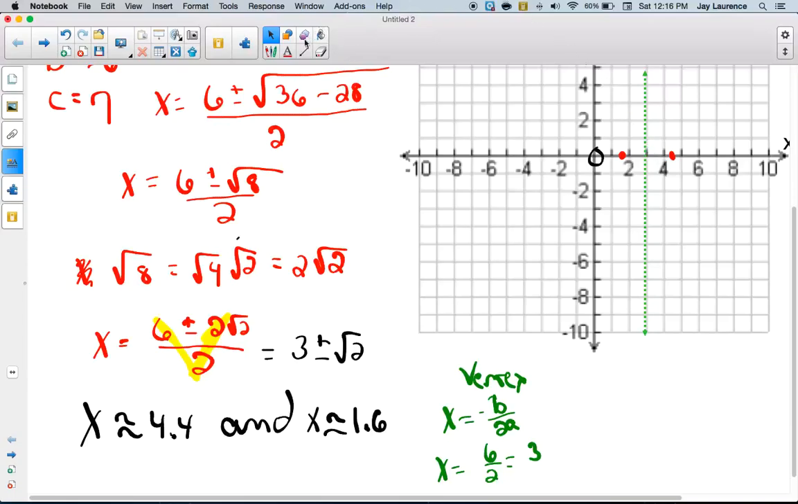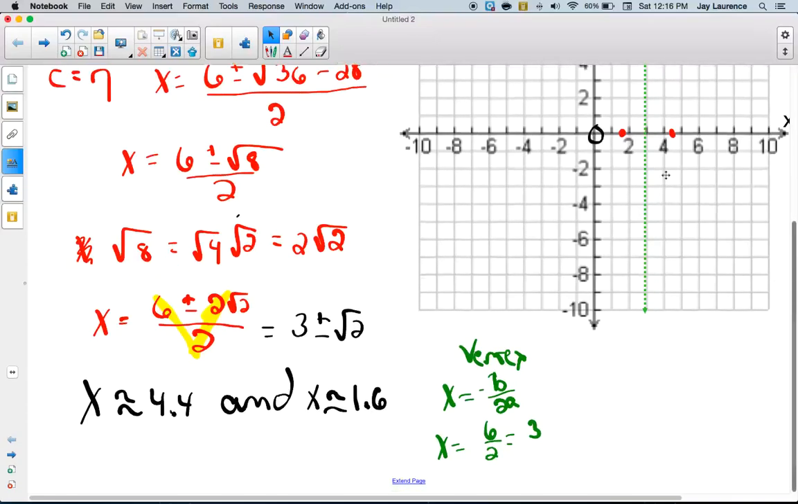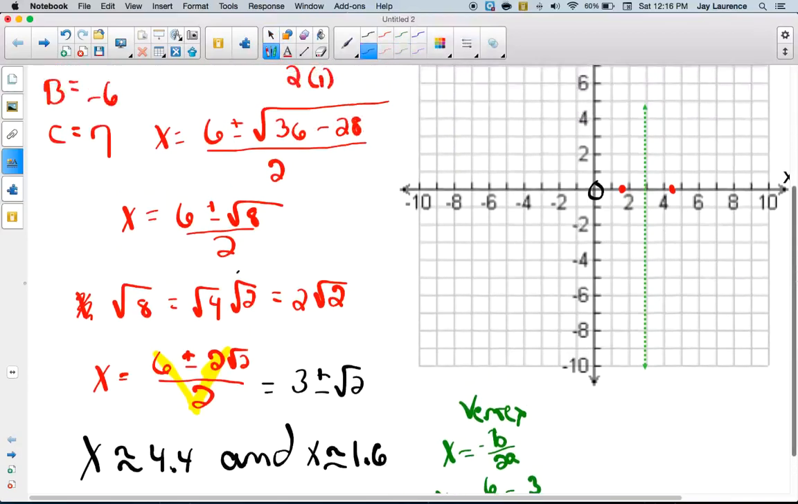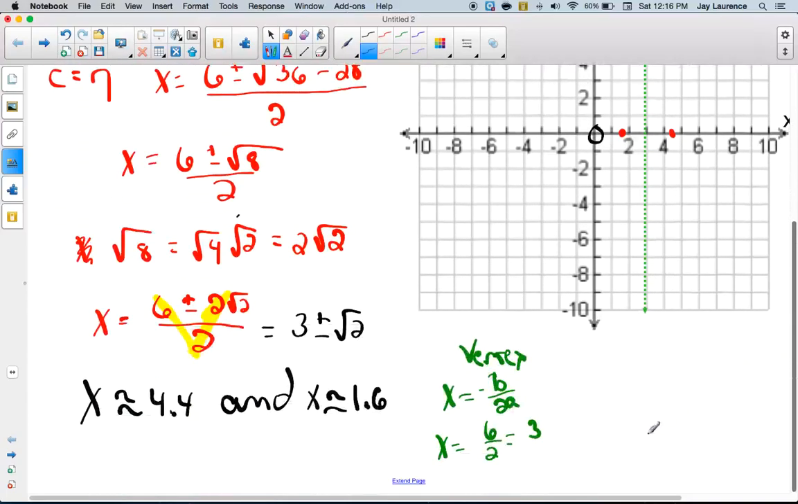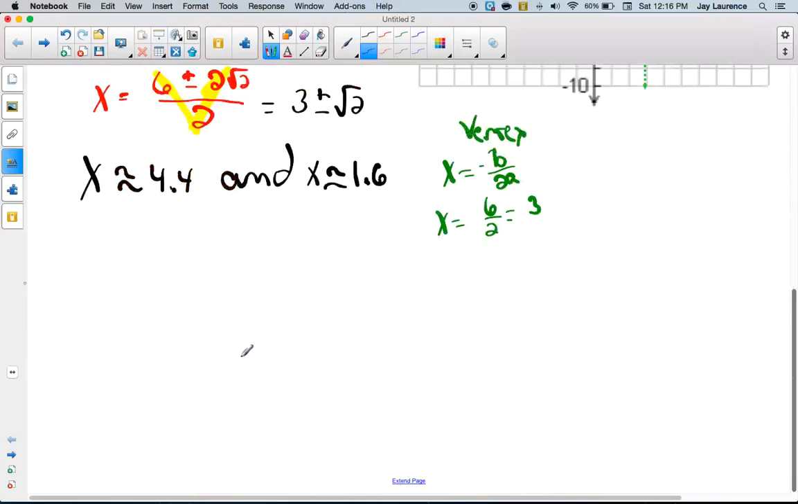Okay, so I know the x-coordinate of the vertex. Now I've got to go find the y-coordinate of the vertex, and that's where I will have to plug it in. And I don't remember my original equation. Let's see, what was it? Okay, x squared minus 6x plus 7. All right, so I'm going to go y equals x squared minus 6x plus 7. And I'm going to substitute 3 in for x. And this is going to give me the y-coordinate of the vertex.